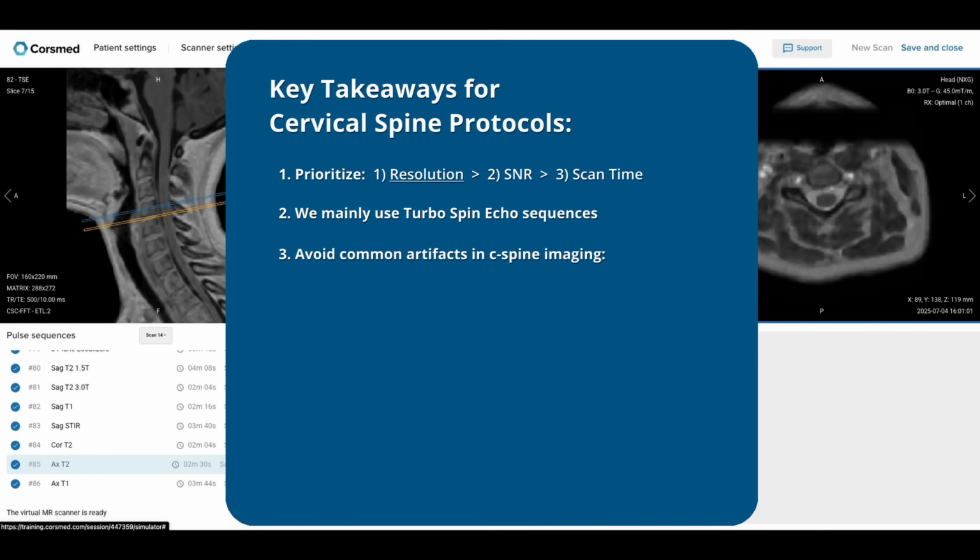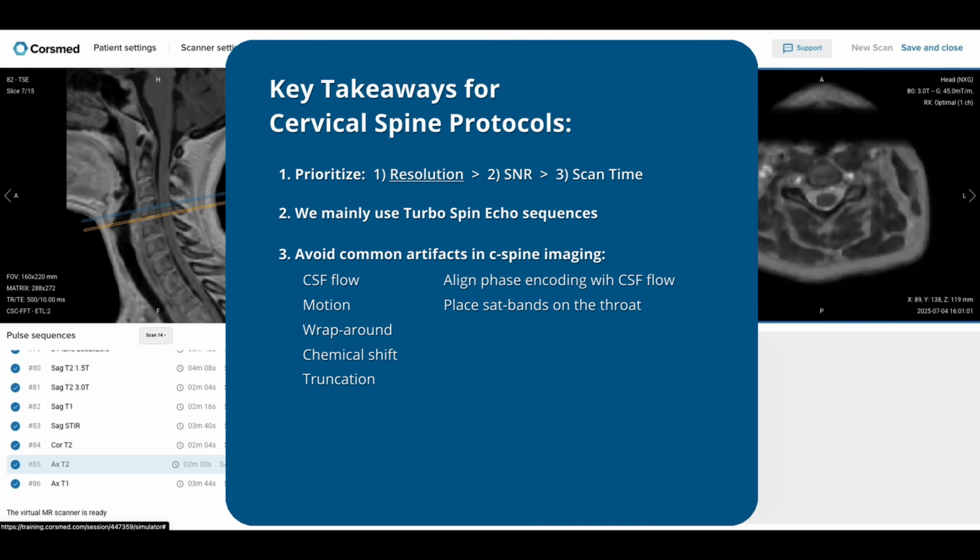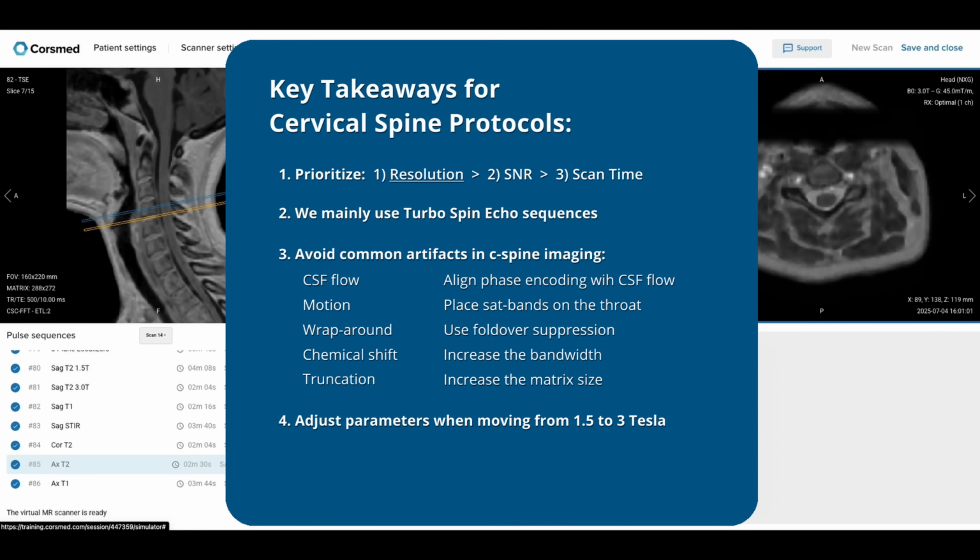Third, make sure to avoid the common artifacts in cervical spine imaging, which include cerebrospinal fluid flow, motion, wraparound, chemical shift, and truncation artifacts. Some techniques we can use to avoid these artifacts are to align the phase encoding with the CSF flow direction, place saturation bands on the throat to reduce swallowing, use fold-over suppression, increase the bandwidth, and increase the matrix size.